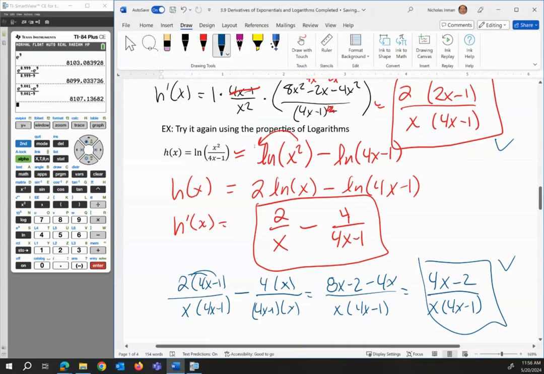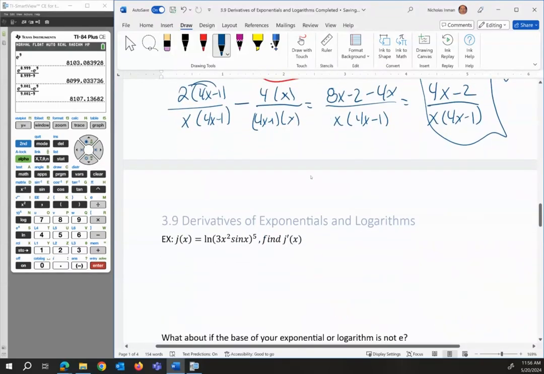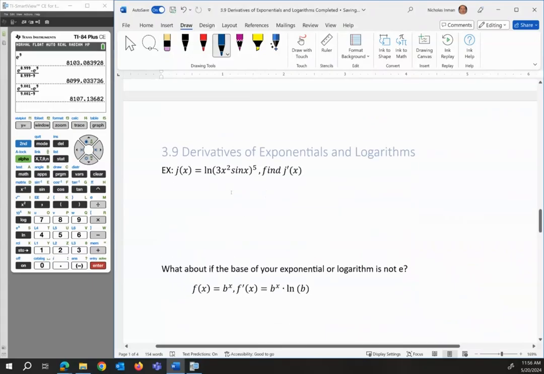Those three properties again. Exponents inside move to the front to be multiplied. A log being divided inside becomes two logs being subtracted, or multiplication inside of a log becomes two logs being added. Now, it will not work if there's addition or subtraction inside of your log. So this one has this 4x minus 1 inside, so I can't split this one up. It only works if everything's being multiplied, divided, or exponents.